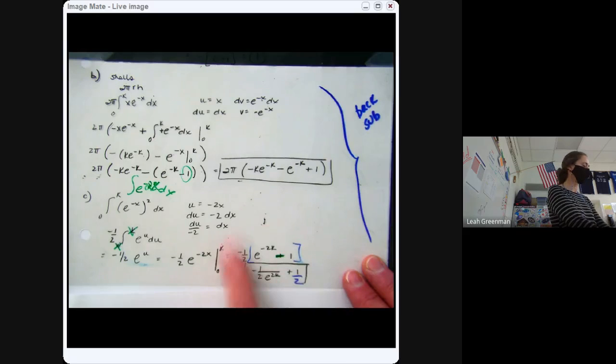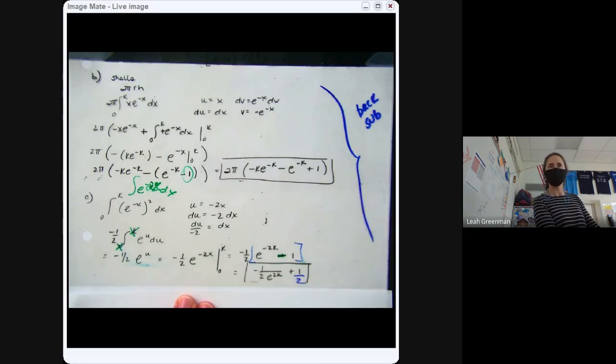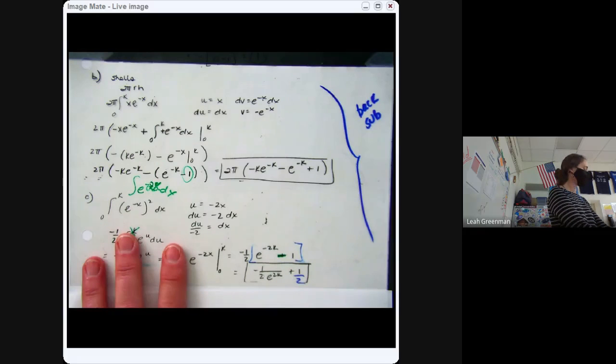Could you have left it this way? Yeah. Either solution's okay. Yeah, Lauren? Why is there a minus on the negative 1? Isn't the negative on the 1/2 already taken away? So that's gone. Fundamental theorem, plug in the k minus plug in the 0. So that's where that's gone. Good?